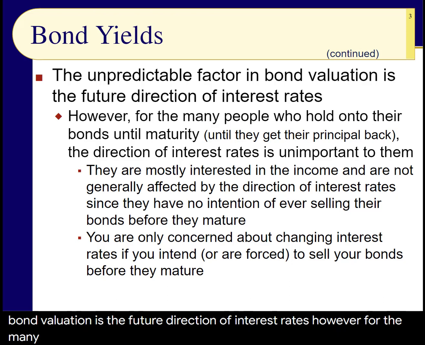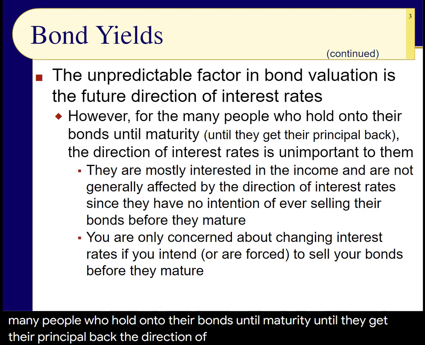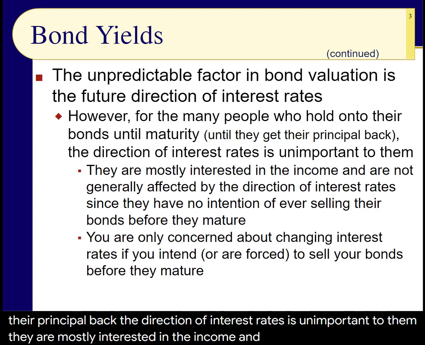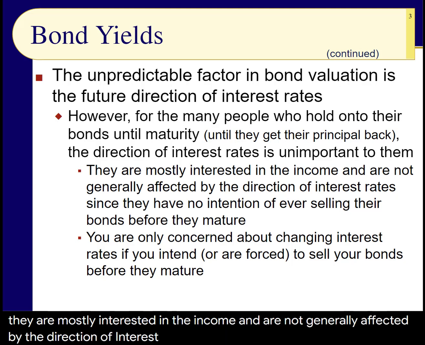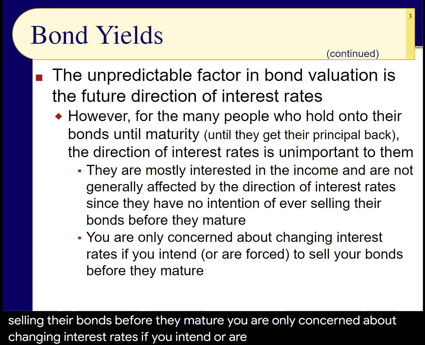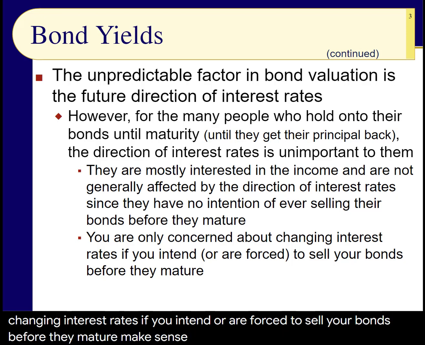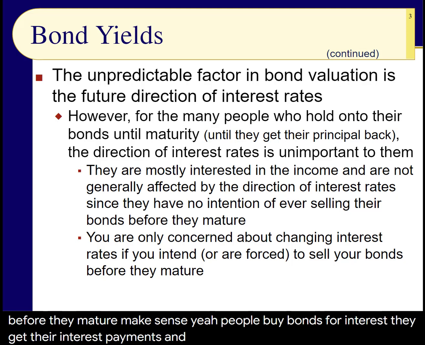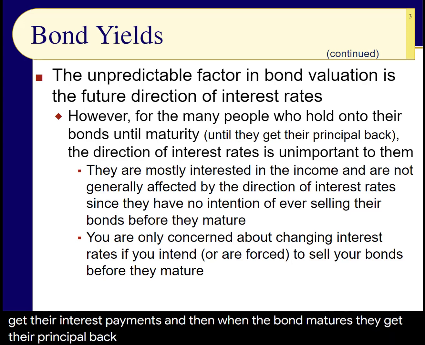However, for the many people who hold onto their bonds until maturity, until they get their principal back, the direction of interest rates is unimportant to them. They are mostly interested in the income and are not generally affected by the direction of interest rates, since they have no intention of ever selling their bonds before they mature. You are only concerned about changing interest rates if you intend or are forced to sell your bonds before they mature. Make sense? Yeah, people buy bonds for interest. They get their interest payments, and then when the bond matures, they get their principal back.